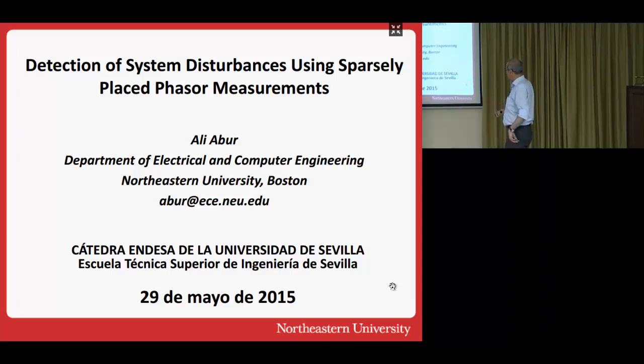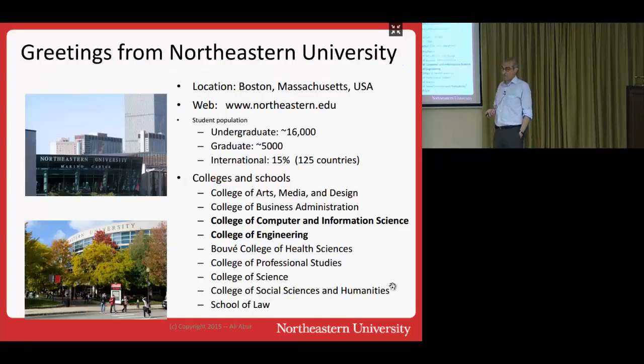So again, we went over this yesterday, but those of you who were not here, just some greetings from Northeastern. In case you don't know where it is, as you can imagine from the title, it's in the northeastern part of the U.S., in Boston. And it's roughly 16,000 undergrads and 5,000 graduate students. That's sort of the size of the school. And we do have a College of Computers and a College of Engineering. And our department is under the College of Engineering. And we have a bunch of faculty working in different areas of ECE. And of course, I'm with the power group.